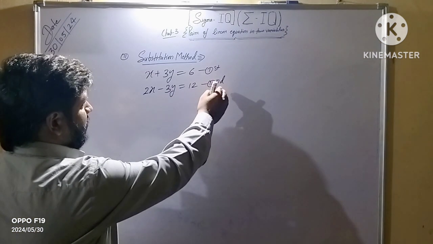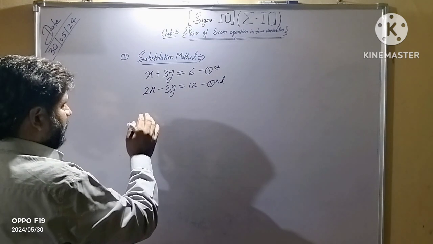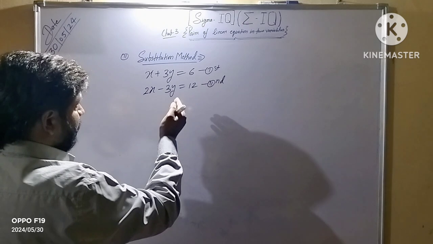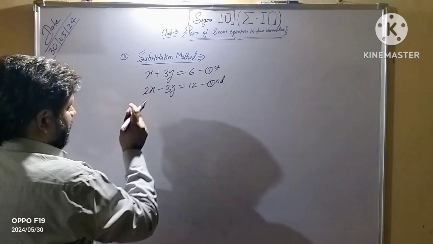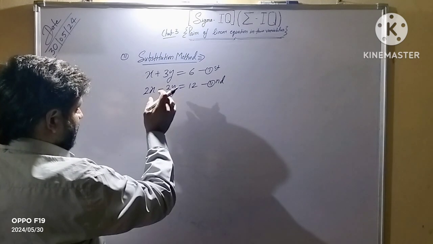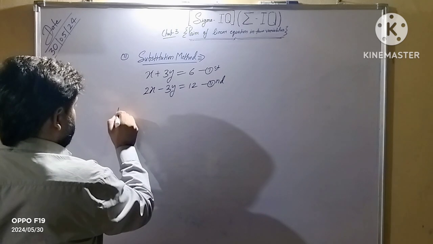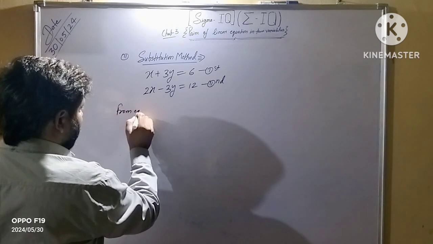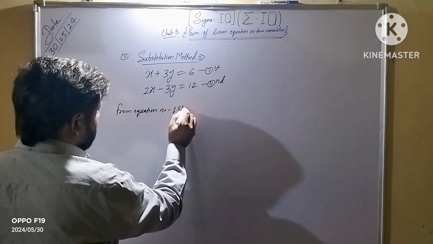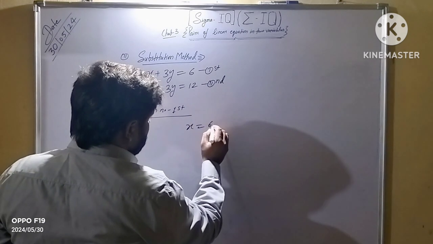Solve this pair of linear equations in two variables by the substitution method. In this method, first of all, we select or pick one equation from the pair of equations and write one variable in terms of the second variable. So first we pick equation number first. So write here, from equation number first, x equal to 6 minus 3y.